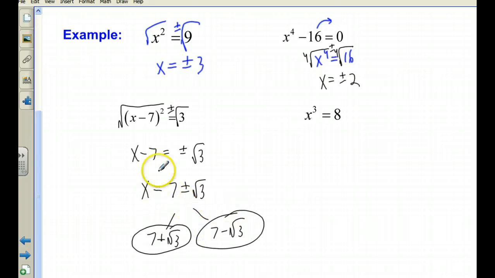Now, I'm fine with you just writing it like this. This is a perfectly acceptable answer there. In fact, that's the way I would write it. But you could realize that's really two different answers.